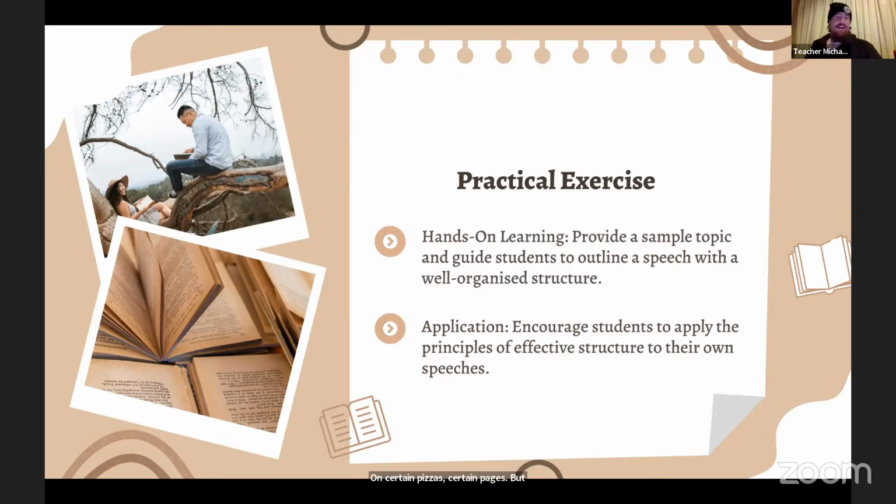But yeah, so I'm going to provide a sample topic, and you know what? I'm actually just going to make that the sample topic. Does pineapple belong on pizza? That is the topic for this little exercise.